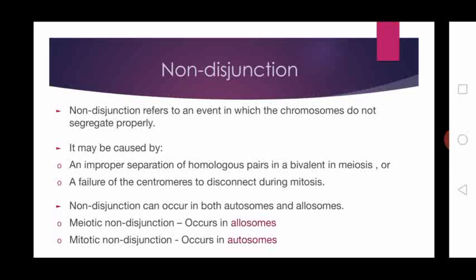Non-disjunction can occur in both autosomes and allosomes. Autosomes are the normal somatic chromosomes, and allosomes are the sex chromosomes X and Y. Meiotic non-disjunction usually occurs in allosomes because the sex chromosomes divide with the help of meiosis. Germ cells divide by meiosis, and somatic cells divide by mitosis. So mitosis occurs in somatic cells and meiosis occurs in germ cells. Meiotic non-disjunction usually occurs in allosomes, and mitotic non-disjunction occurs in autosomes.